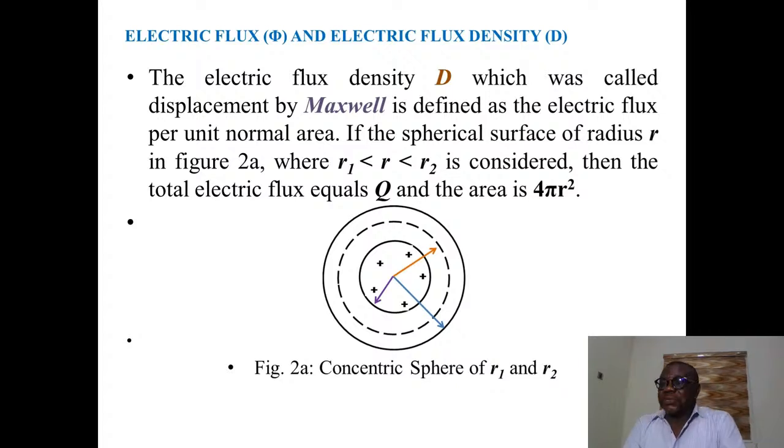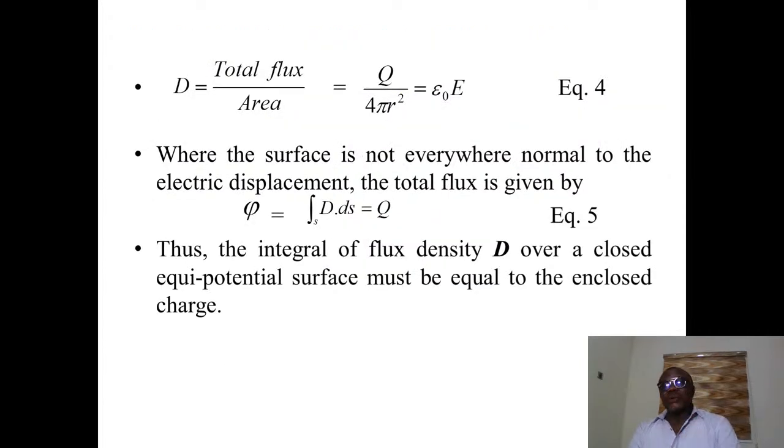As we go on, you see that this helps in analyzing coaxial cables or conductors that have outer and inner cylinders. So if we look at that Fig 2a, you see that D, which we call the flux density, is equal to total flux over the area, which is Q over 4 pi r squared. If we match it with other equations we have met, you see that D is equal to epsilon naught E.